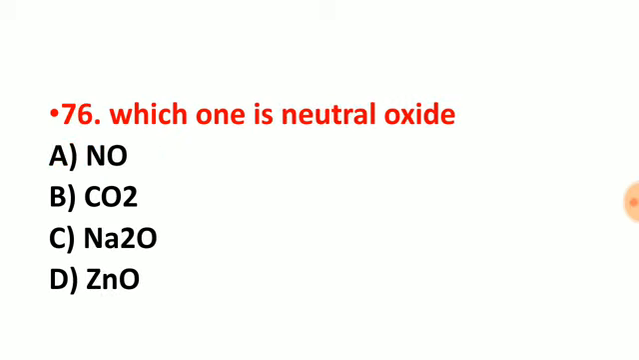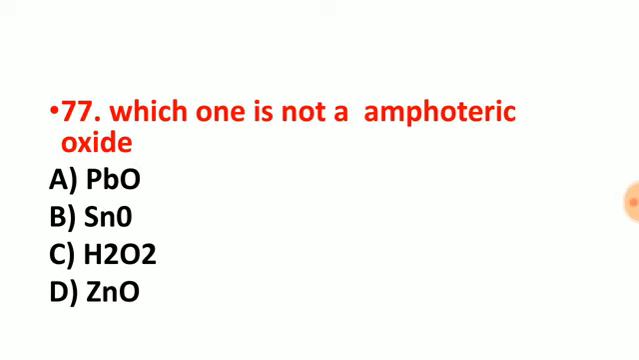Question number 76. Which one is a neutral oxide? In this, the neutral oxide is NO. NO is called a neutral oxide. Question number 77. Which one is not an amphoteric oxide? In this case, the option is H2O2. H2O2 is not an amphoteric oxide, it is a peroxide. PbO, SnO and ZnO are called amphoteric oxides because they react with acid as well as base.